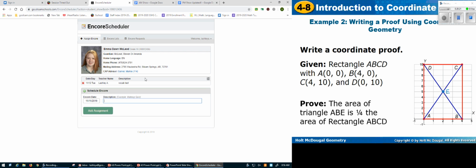Okay, so graph your rectangle, draw in your diagonals. This is an example of a coordinate proof. And again, notice we put the rectangle in the first quadrant so that all of those points would be positive. So we want to prove the area of triangle ABE is 1/4 the area of the rectangle ABCD.